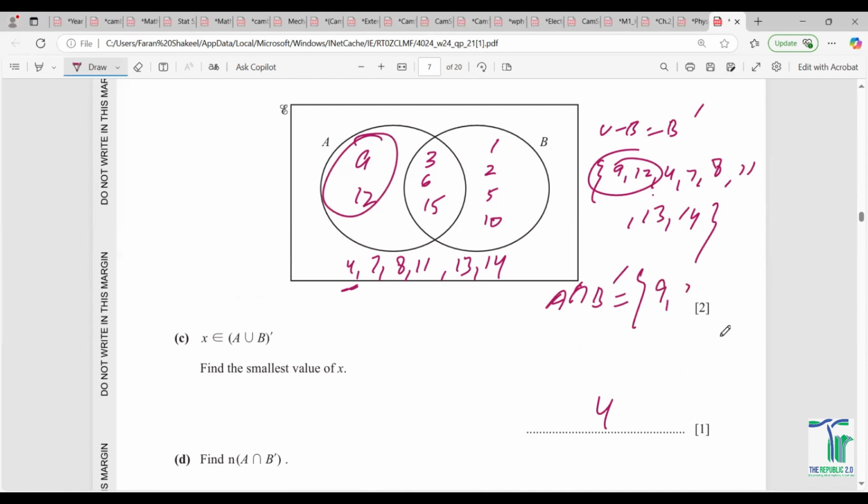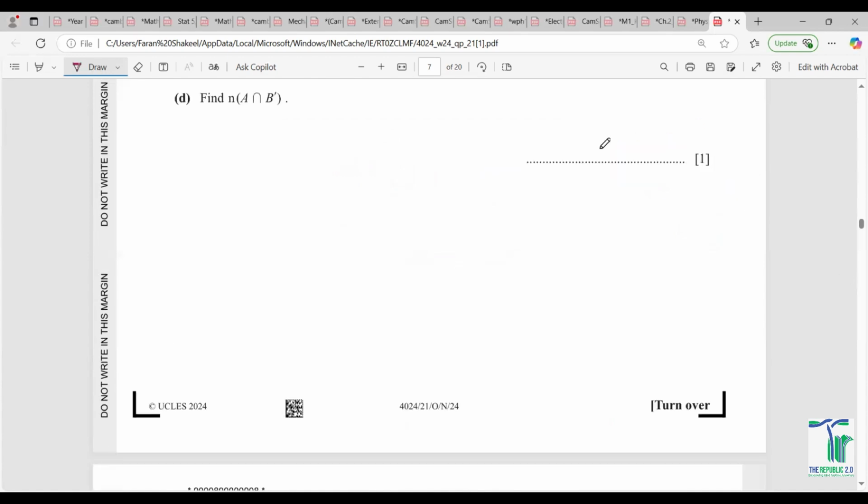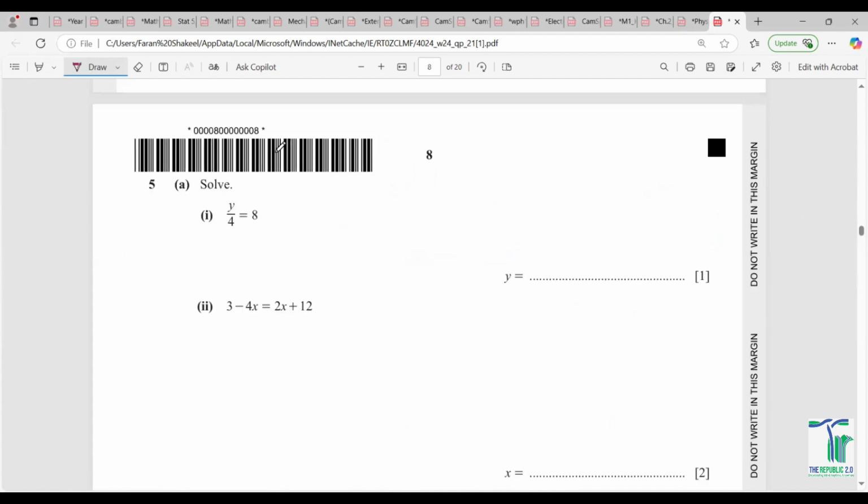9 and 12, how many common answers have we got? We have got 2 answers in common. So that is how we're going to get the number of A intersection B complement. After that, we just need to solve it down. So y upon 4 is equal to 8, so y would be equal to 32.